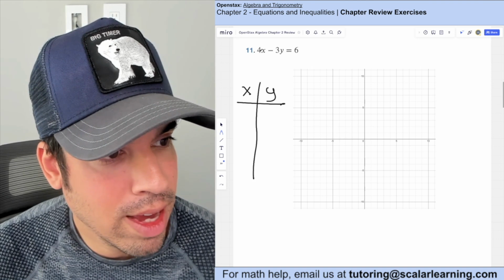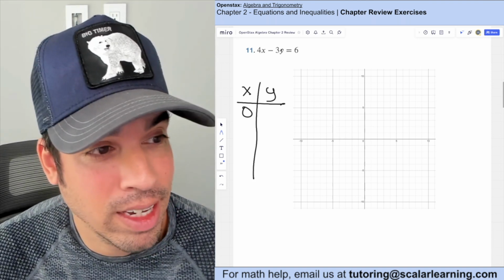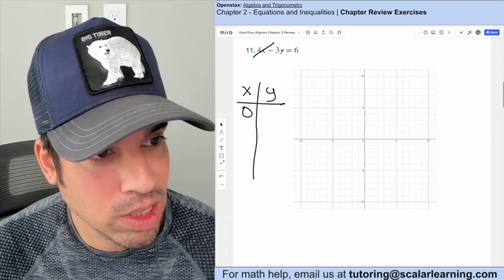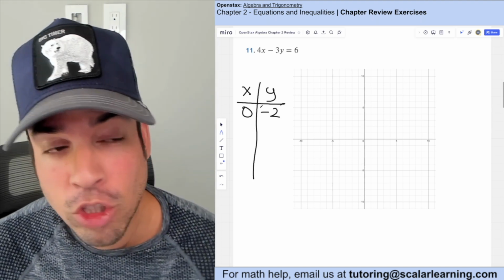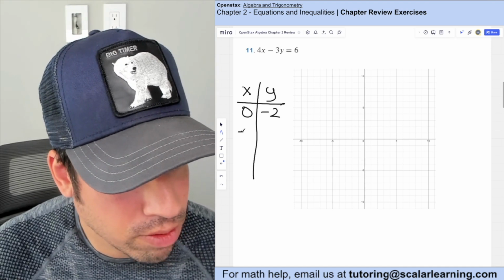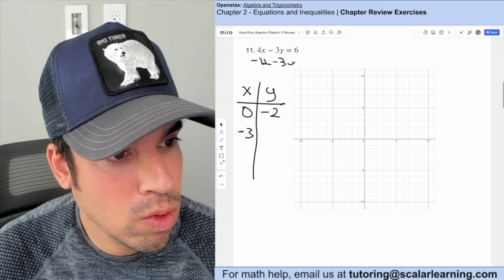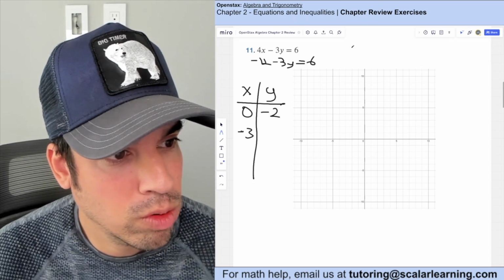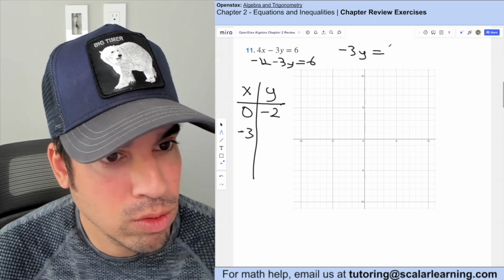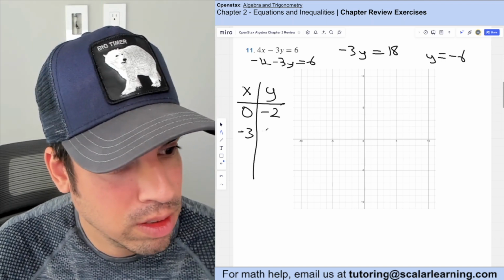For this question, we're going to make a table and then plot 3 points and make a graph. So first I'm going to say x is 0. When x is 0, y has to be negative 2, right? Because that zeroes out. Negative 2 times negative 3 is 6. Next, I'm going to choose an easy value for x to make y a nice whole number. I'm going to choose negative 3 for x. That would give us negative 12 minus 3y equals 6. If I add 12 to both sides, I get negative 3y equals 18. Divide by negative 3, y would be negative 6.